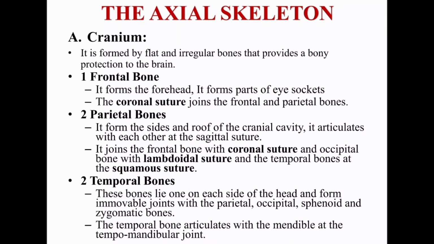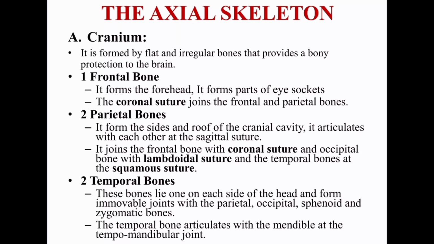Next is the cranium. It is formed by flat and irregular bones that provide a bony protection for the brain. It consists of one frontal bone, two parietal bones and two temporal bones. The frontal bone forms the forehead and forms a part of the eye sockets.